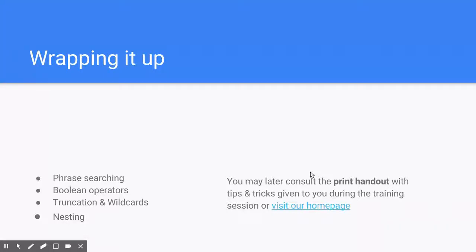As far as the text searching and the metadata searching, we have a handout that we present when we teach this class, but we also keep copies in the library, and it's just shortcuts to remembering these techniques. Of course, you can also visit our homepage.